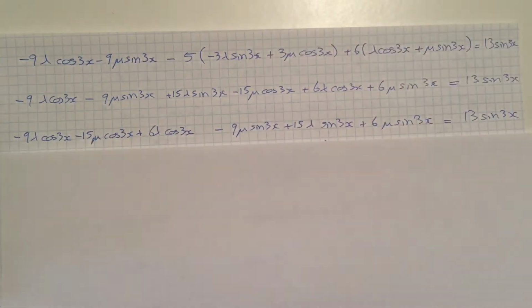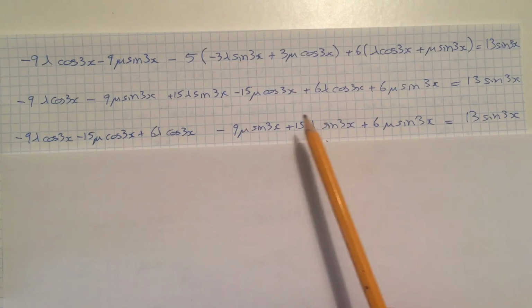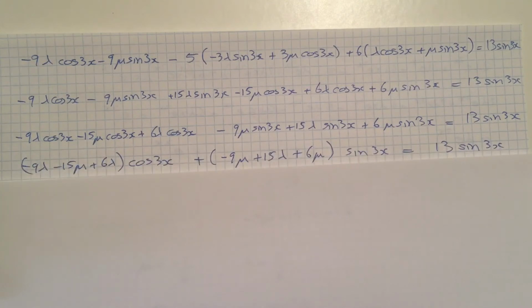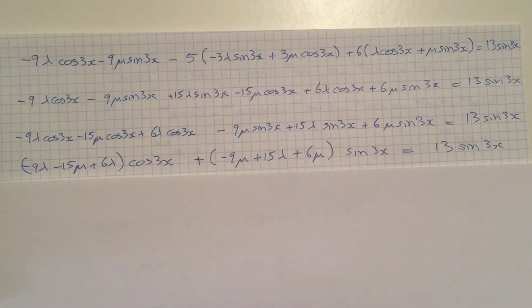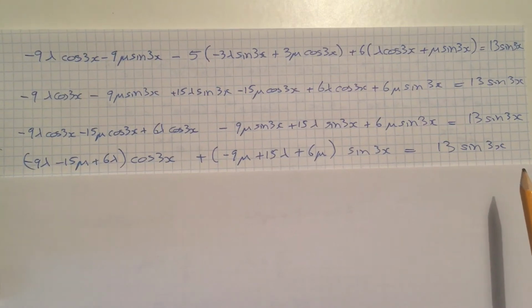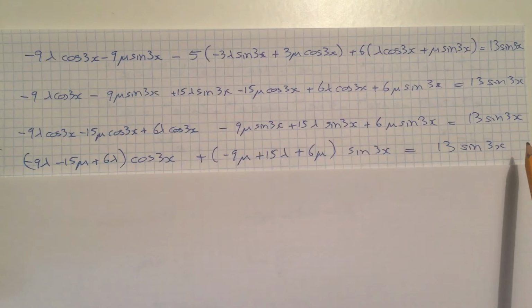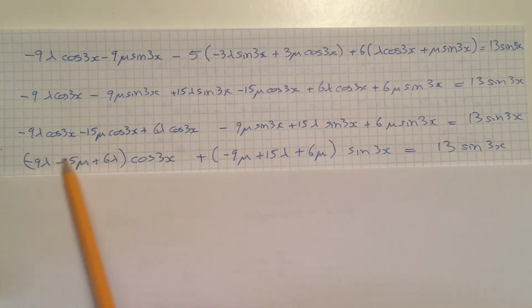Collecting up the like terms, so I've just collected up all of the cos 3x's at the front and all of the sine 3x's here. And now what I can do is factorise out the cos 3x here and the sine 3x there. And that's useful because now I can compare what's on the left-hand side to what's on the right-hand side. Because I can see on the right-hand side there shouldn't be any cosines, which tells me that all of this here has to equal 0.